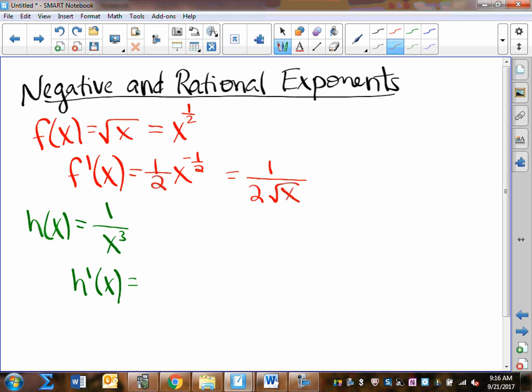Questions on that? Okay. Now how can I rewrite h of x here? That's the negative third. And again, we treat it just like normal. So go ahead and try this one on your own.